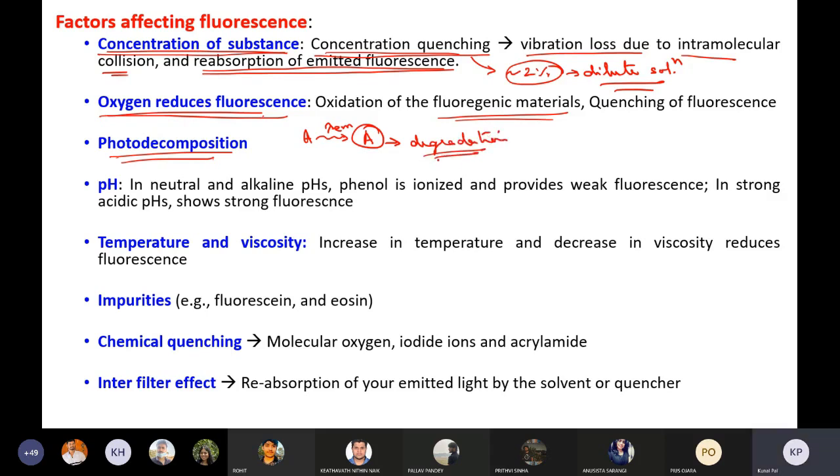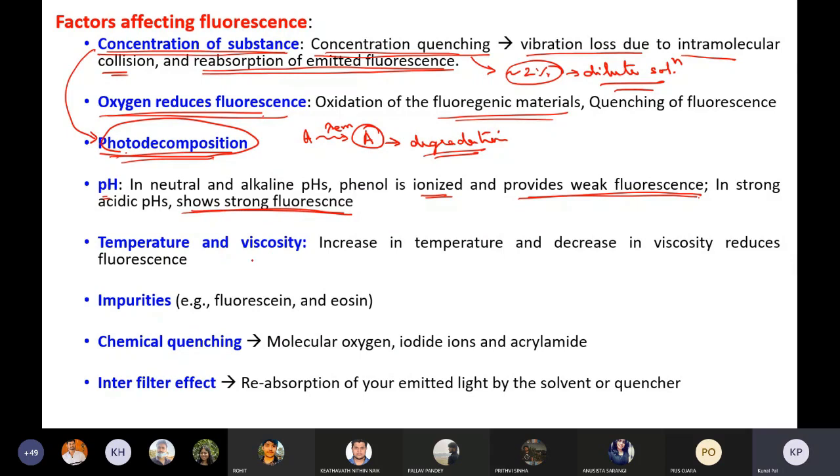So in that case also there will be a reduction in the fluorescence activity over a period of time. And again, if you use a concentrated substance, this phenomenon will be much more pronounced. Then pH: in neutral and alkaline pH, phenol is weakly ionized. Phenol is ionized and it provides weak fluorescence. However, in strong acidic pHs, phenol shows strong fluorescence.